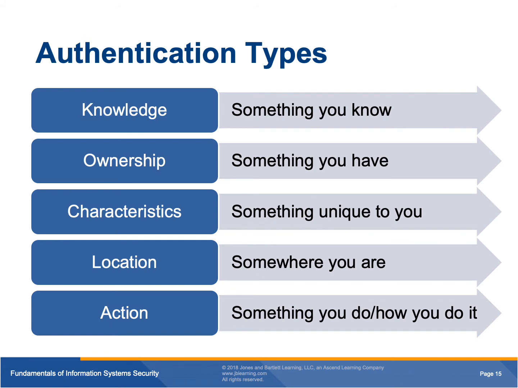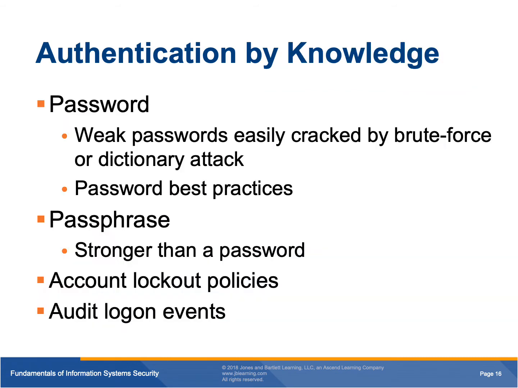So knowledge, something that you know. Ownership, something that you have. Characteristics, something that is unique to you. Location, somewhere that you are. And action, something that you know how to do, or something that you do. So these are different types of authentication types that we may use.